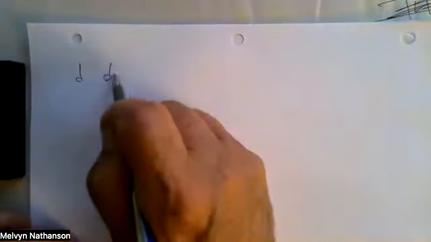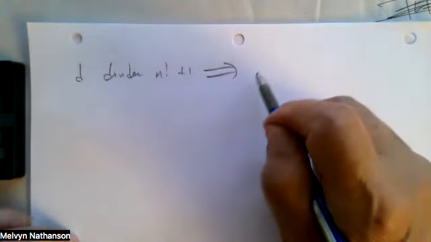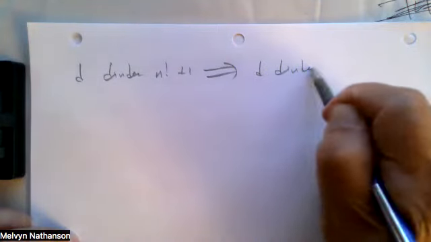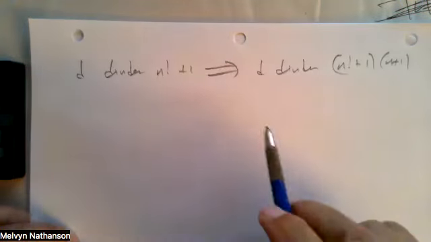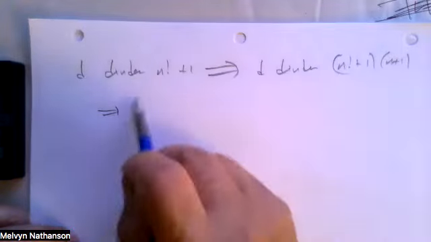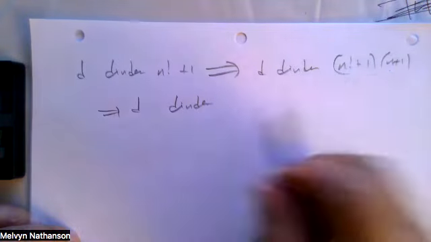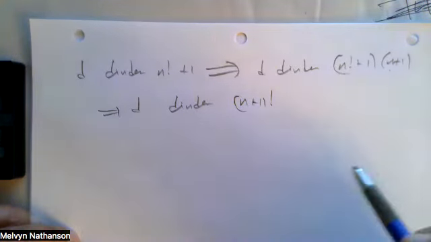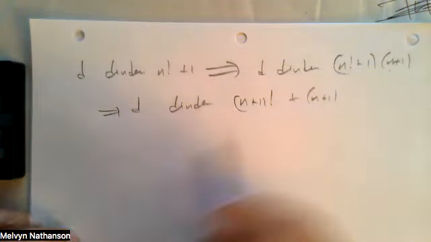Write this on a big piece of paper. So if D divides n factorial plus 1, this implies D certainly divides n factorial plus 1 times n plus 1. Because D divides this evenly, so it's going to divide the product evenly. Which means, what is this? D divides n factorial times n plus 1, which is n plus 1 factorial, plus n plus 1. I just distribute this across.